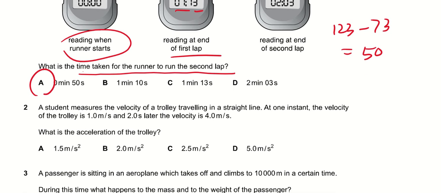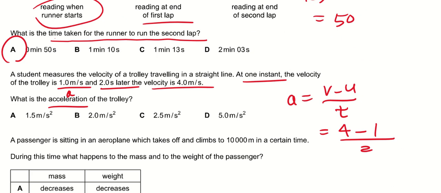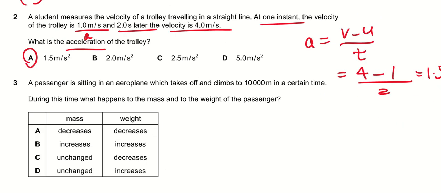A student measures the velocity of a trolley traveling in a straight line. At one instant, the velocity of the trolley is 1 meter per second, and 2 seconds later, velocity is 4 meters per second. What is the acceleration? So we have to find the a. a equals v minus u over t. So the final velocity is 4 minus initial is 1 over a duration of 2. So we will get 1.5. So answer is A.